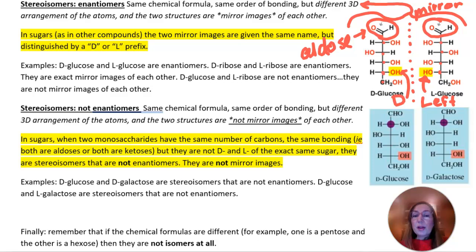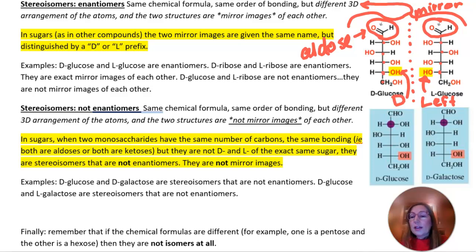So in sugars, when two monosaccharides have the same number of carbons, the same bonding, in other words, both are aldoses or both are ketoses, but they are not D and L of the exact same sugar, they are stereoisomers that are not enantiomers. So they are not mirror images. Examples would be D-glucose and D-galactose. These are stereoisomers that are not enantiomers. D-glucose and L-galactose are stereoisomers that are not enantiomers as well.